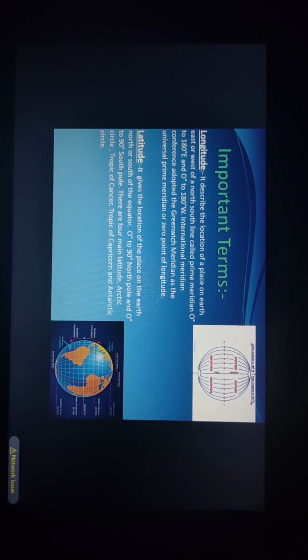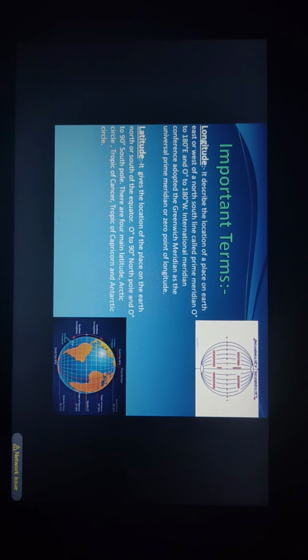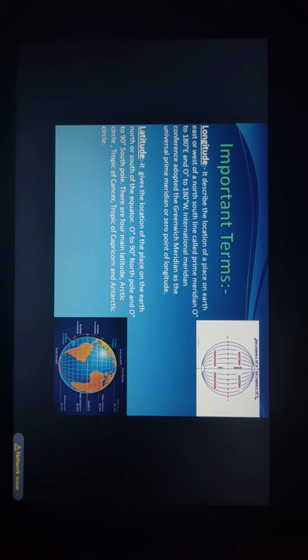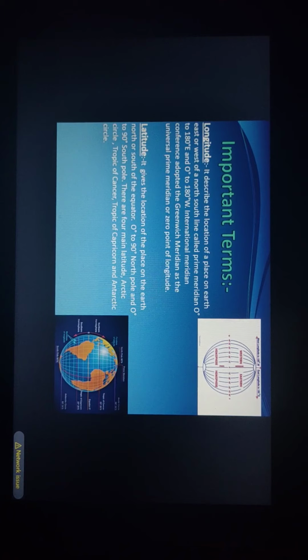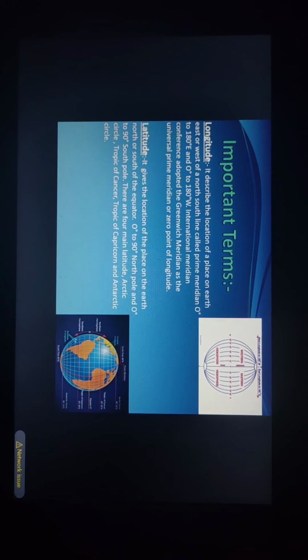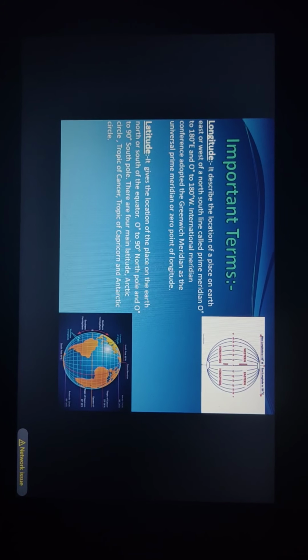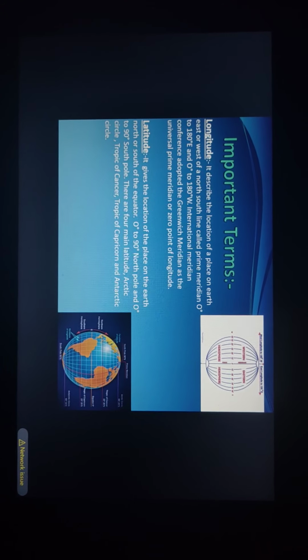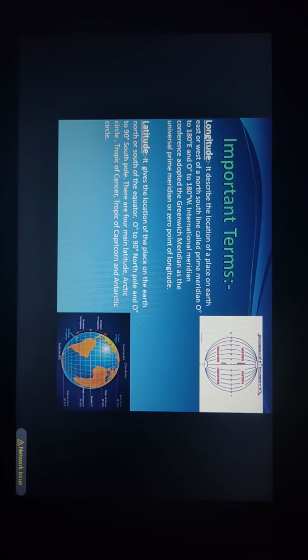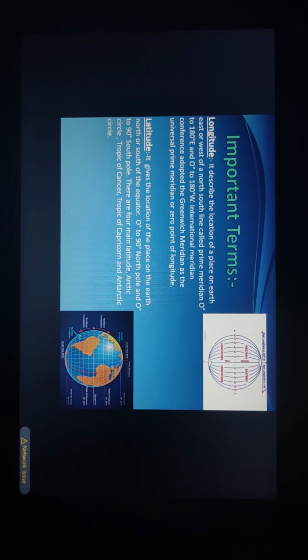Now, important terms are given here. First one is longitude. As you all are familiar with longitude and latitude, you already discussed them in your previous classes. But still many students are confused in these two terms. So today I am going to clear what is longitude and what is latitude. So first, that is longitude.